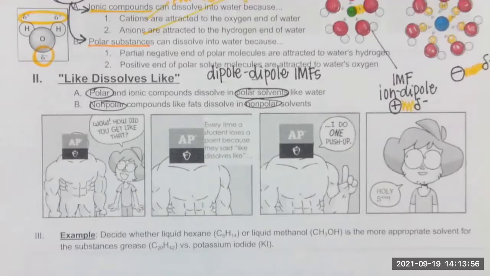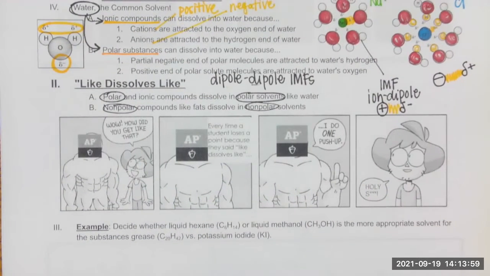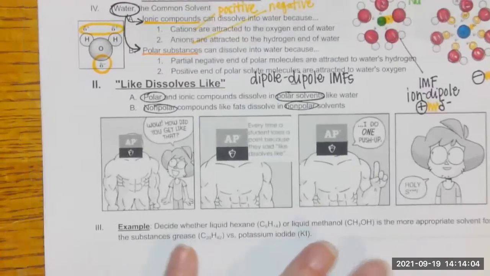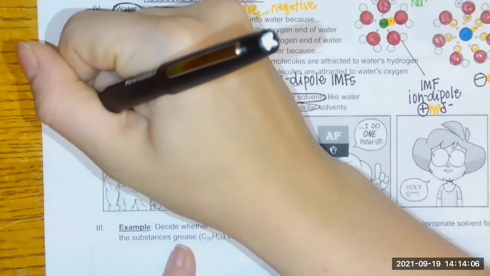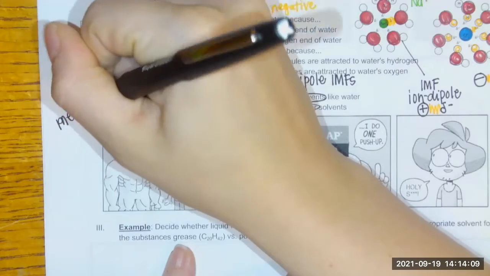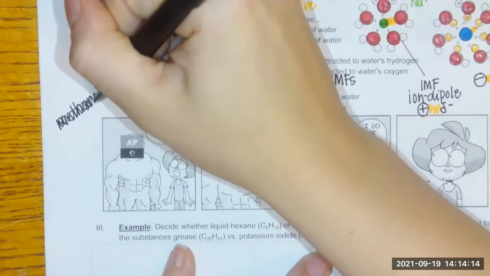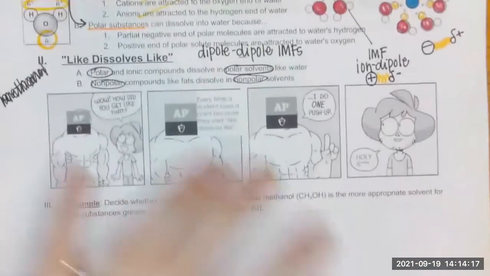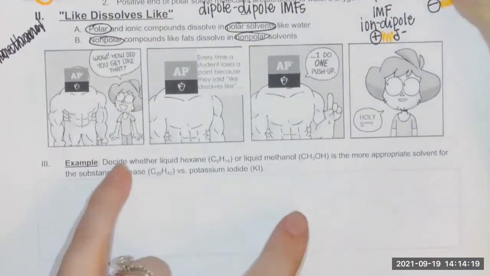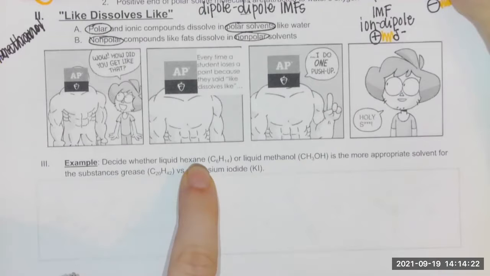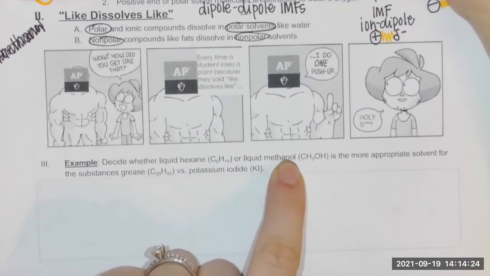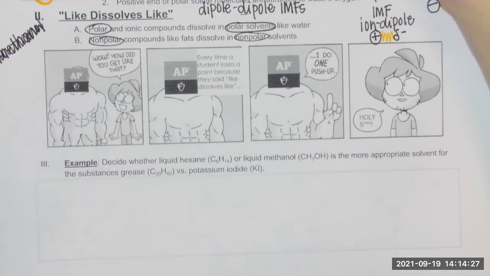So if I'm sitting here going, could I mix together methanol? Ooh, wow, that was a really good one to come up with because it's actually the example down here that I typed up. Decide whether liquid hexane or liquid methanol is more appropriate solvent for the substances grease versus potassium iodide.